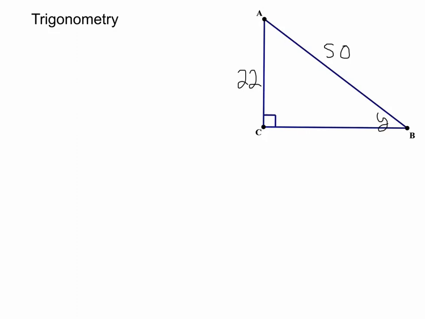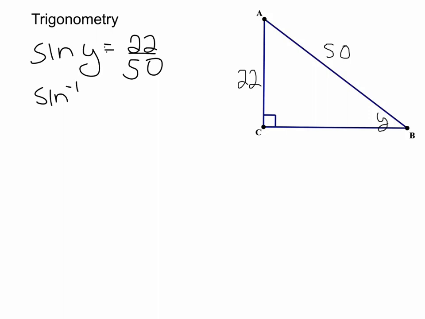So we can also use our trig functions to find missing angles if we know our sides. In this case, we're going to look for angle y, and we have opposite and hypotenuse, 22 and 50. Opposite and hypotenuse is sine, so I'll have sine of angle y equals opposite, 22, over hypotenuse of 50. Now we're going in reverse. Instead of finding the sides, we want to find the angles. So we have to use the inverse sine function.